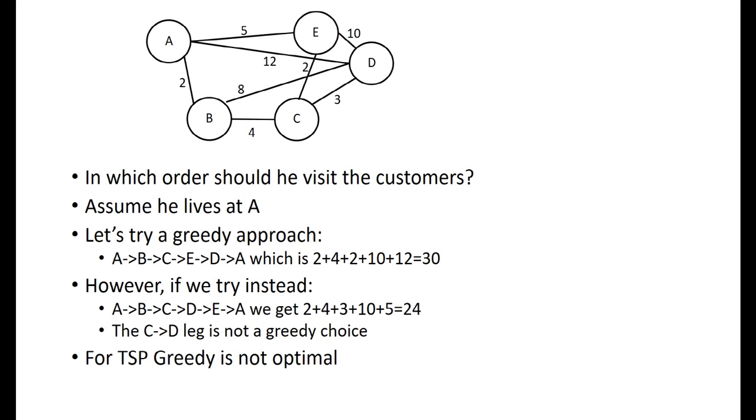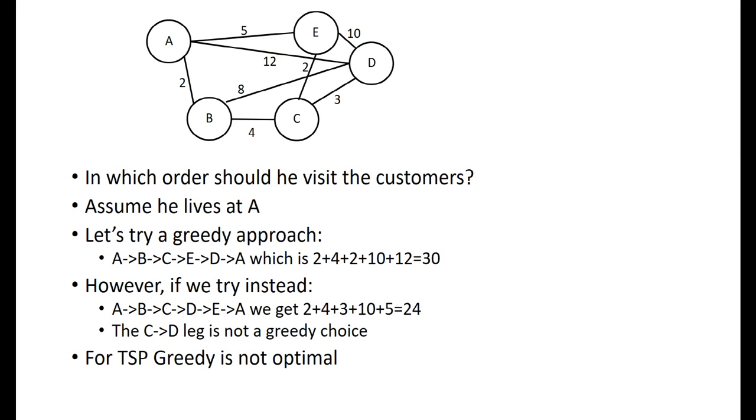We can do better if we go from A to B, from B to C, from C. Now here, the greedy approach would be to go to E because that's 2 instead of 3, but D's better connected. So we go from C to D, and we go from D to E, and now we only have to get back to A from E, which is much shorter. And so that gives us 2 plus 4 plus 3 plus 10 plus 5. That gives us a total of 24, right, which is noticeably less than 30.